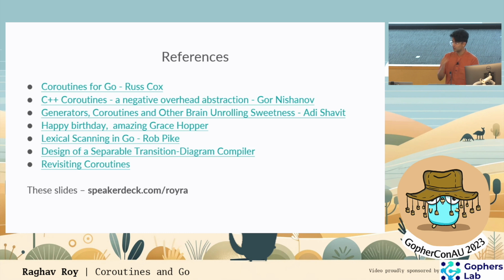Yeah, I would want to go through the references, but I don't think I have the time. But yeah, if you want to take away one, the first one would be great. That's Russ's proposal for coroutines. There's a bunch that I have not covered from it. There's also a bunch of videos by Gor Nishanov. That's where the negative cost abstraction came from in CppCon, Adi Shavit, and yeah, lexical scanning by Go. I've also attached the papers that I've read.